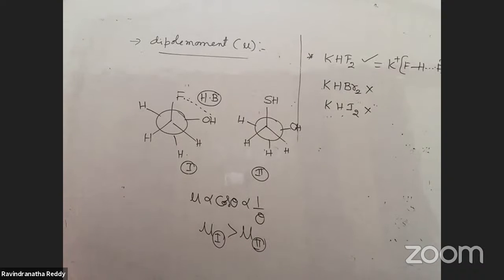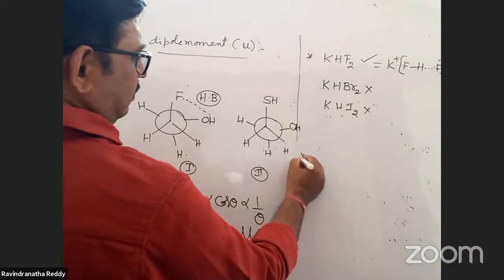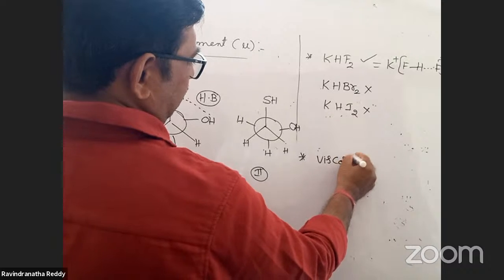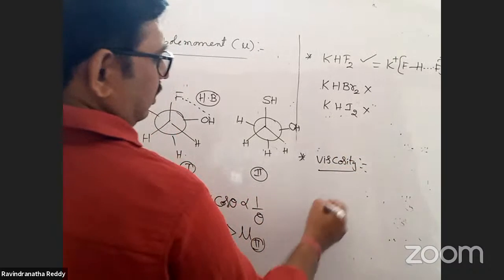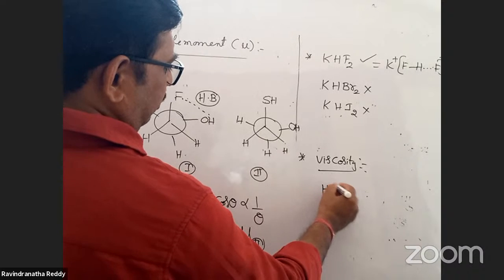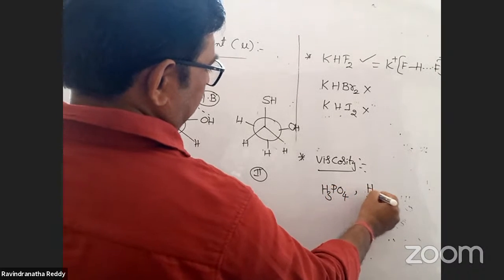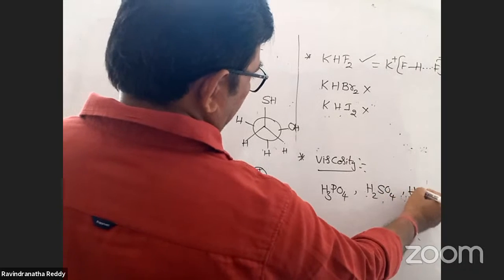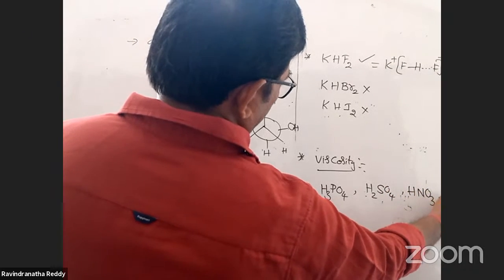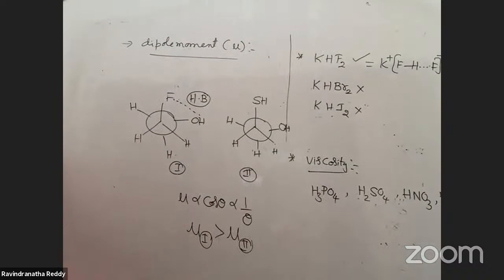There are different types of questions regarding hydrogen bond. Suppose you compare viscosity. Regarding viscosity, different compounds H3PO4, H2SO4, HNO3, HCl: compare their viscosity. Suppose the first compound is H3PO4, next H2SO4, next HNO3, next HCl. What is the viscosity order?